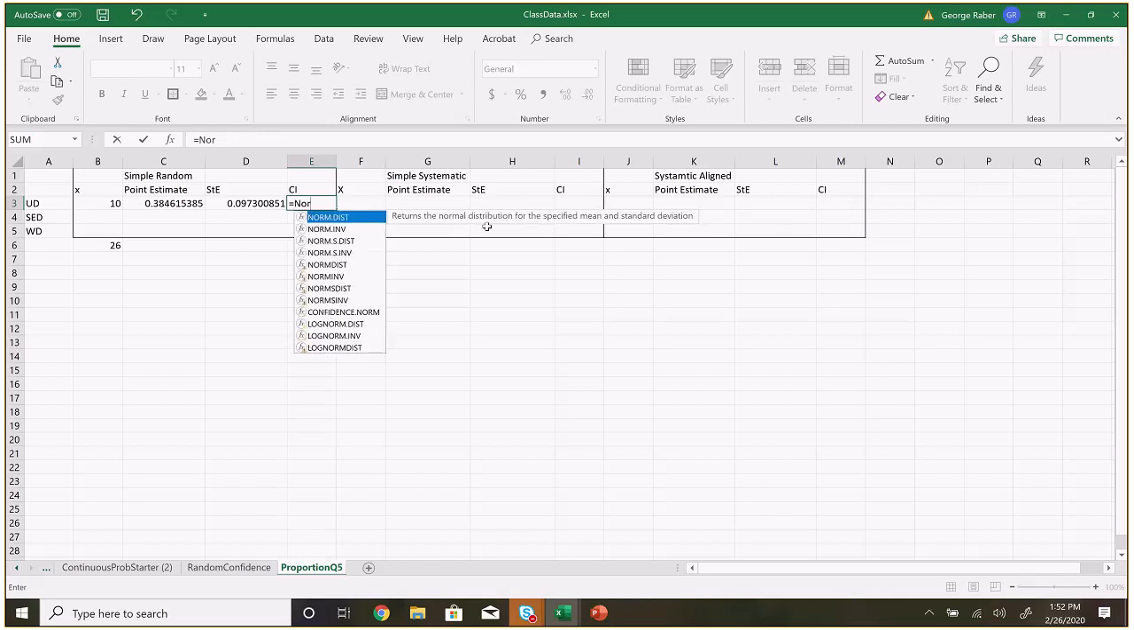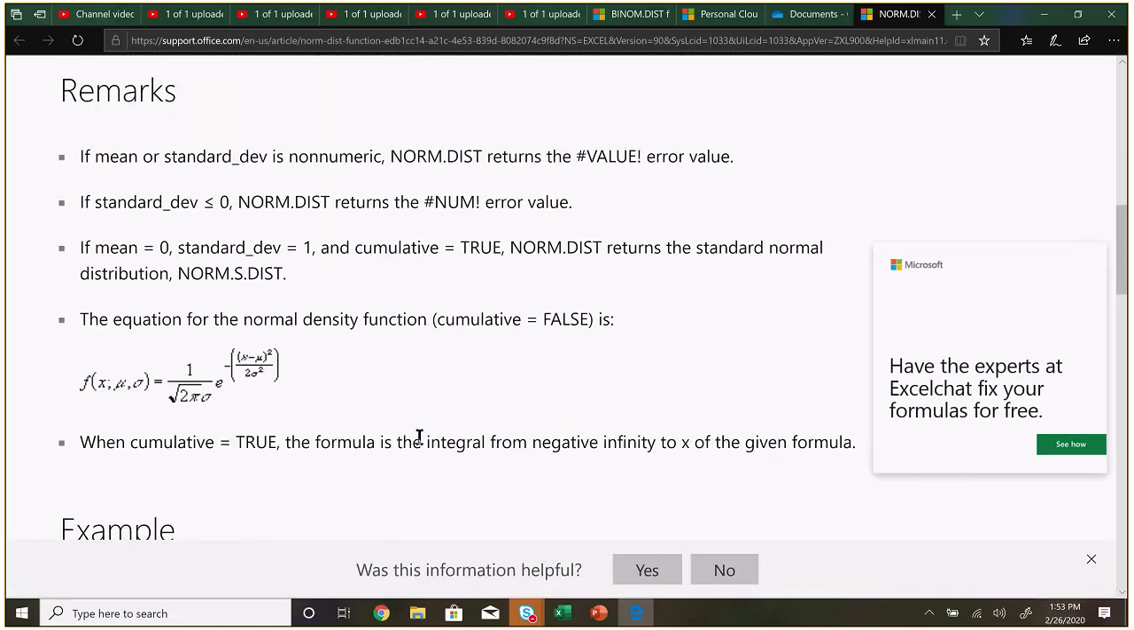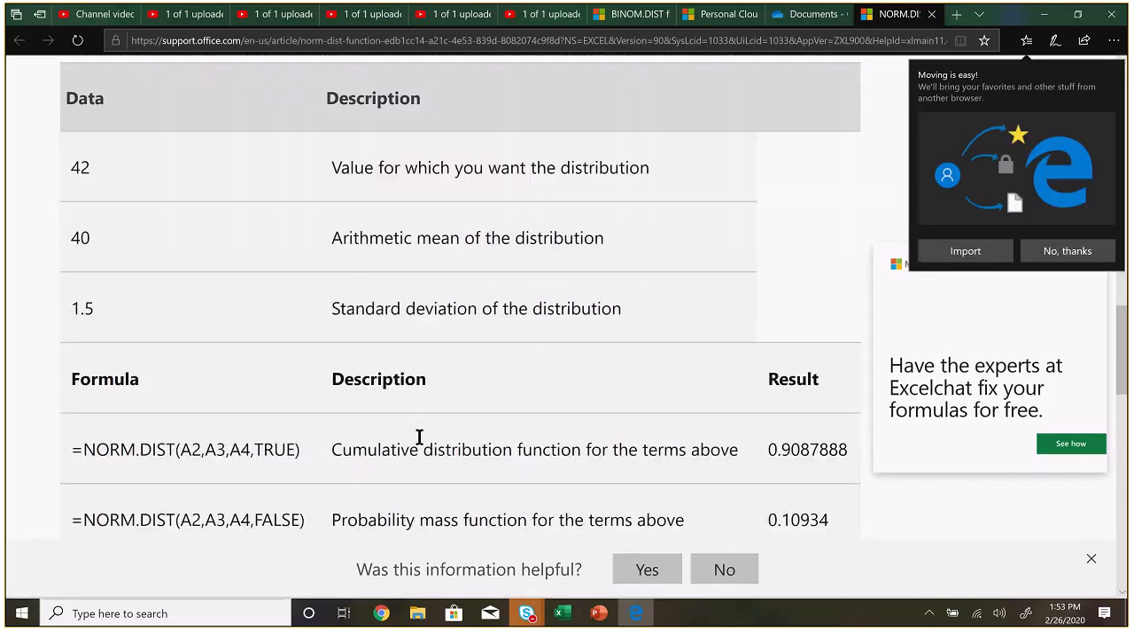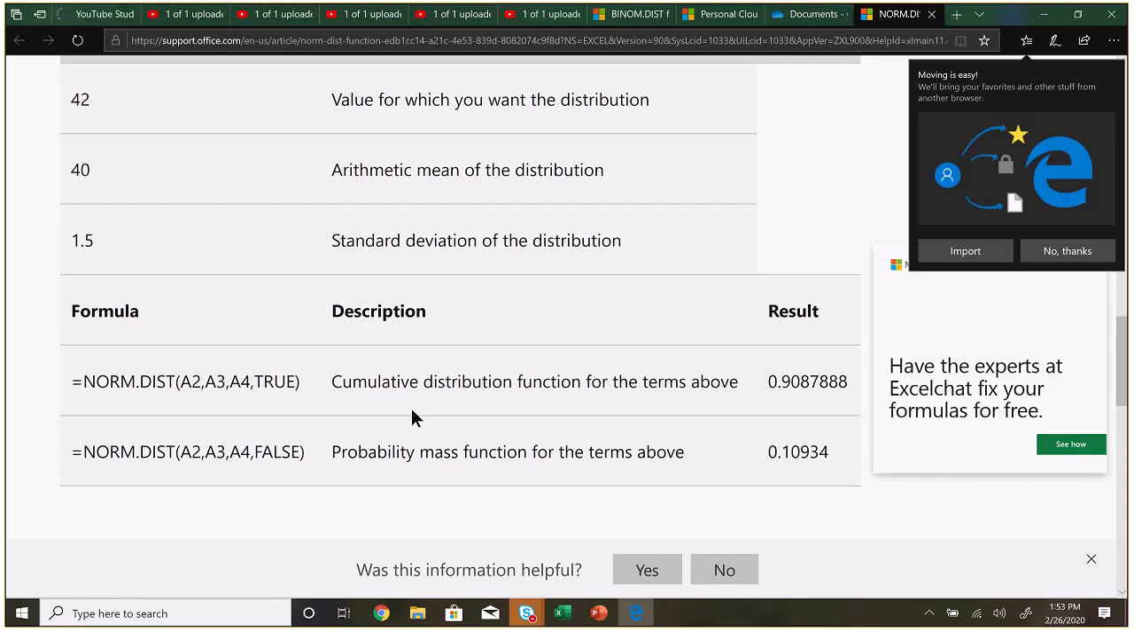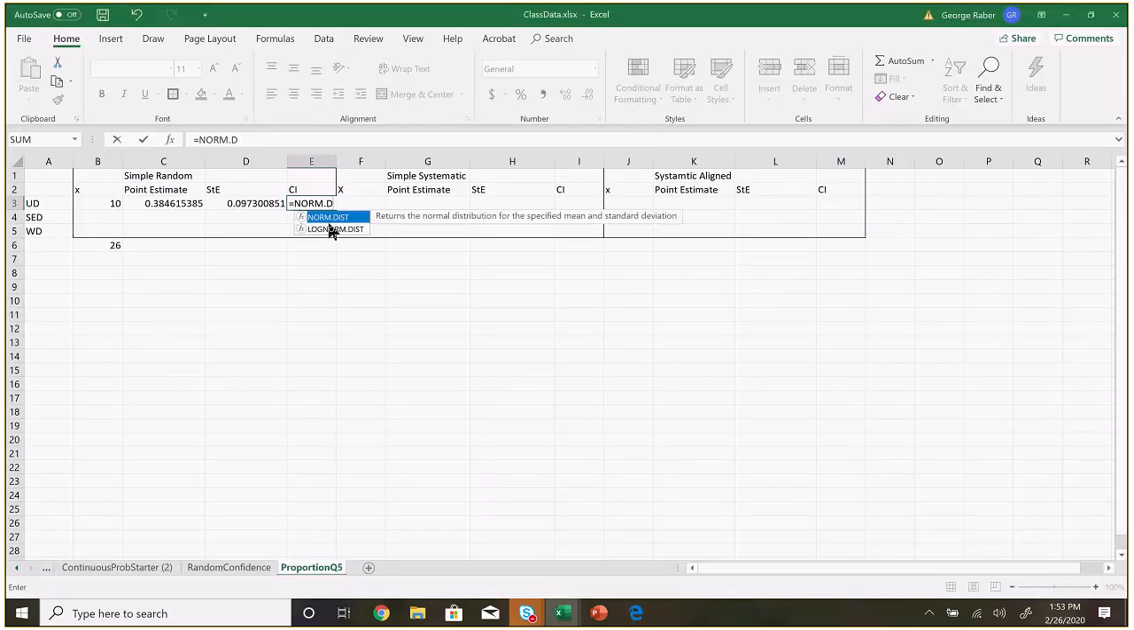Even if we used the normal distribution, it's going to ask for cumulative as well. Let's click on the help here, because I'm pretty sure it returns that as well. I think it's the left, the value for which you want the distribution. Let's see what we say.